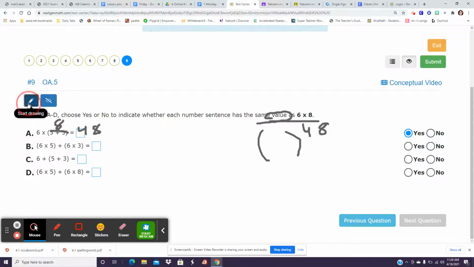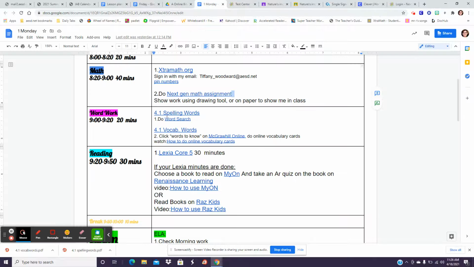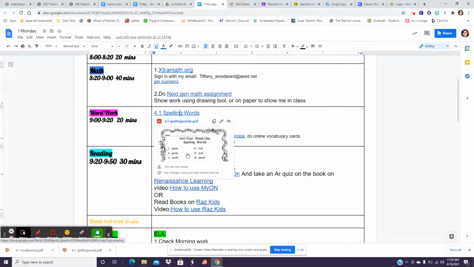It also leads us to our password. The password today is the word value. Value is the amount or how much something equals. The value of 6 times 8 is 48. So that is the value of that number sentence. The password is value.